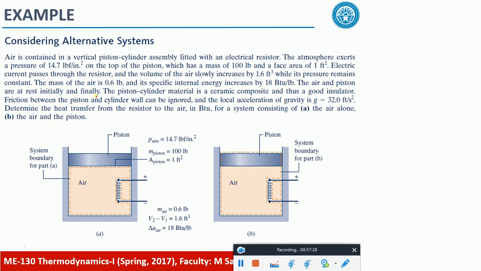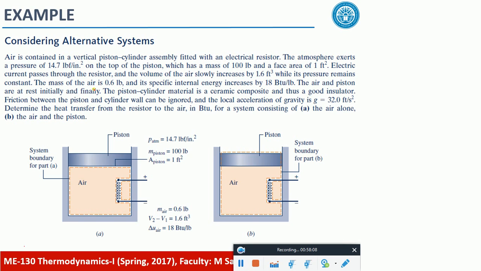The air and piston are at rest initially and finally. Now these are the two equilibrium states. You see? Initially it is at rest and then after it was disturbed, it goes to the other equilibrium point. The piston cylinder material is a ceramic composite and thus a good insulator. Now what does that mean? It is an adiabatic state. Do you understand that? It is describing that property as if there is no heat interaction between the system and surroundings.